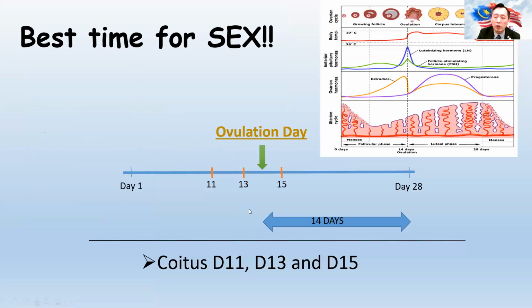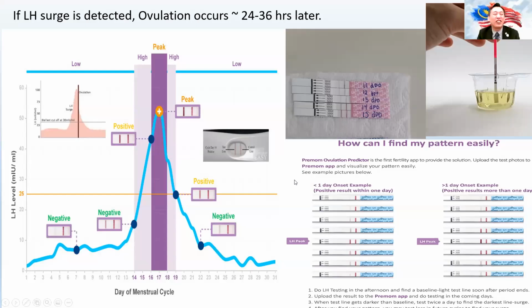Best time to have sex, 14 days. If you calculate a 3-month average, 14 days from the first day of your period, this is your ovulation. Any time is a good time. So you can do an LH test kit. If you see 2 lines, 1 faint, 1 light, then you know that the hormone is starting to rise. When there are 2 dark lines, that means ovulation will occur in the next 24 to 36 hours.